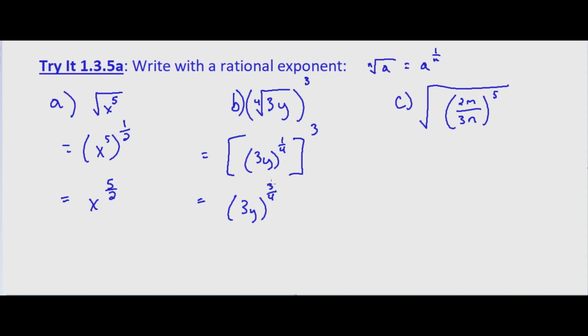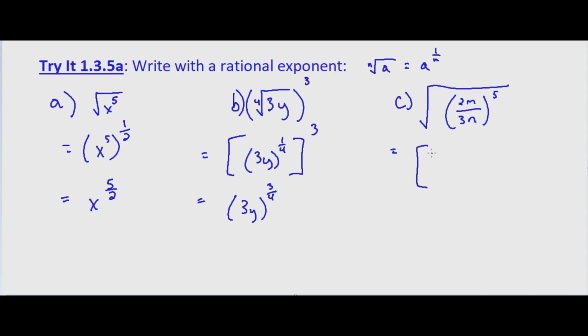Part C, we get a little more complicated still. We have the square root of 2m over 3n all to the 5th power. We'll rewrite that as, remember, there's an invisible 2 over here, so n equals 2. So we have the square root of what's under the radical equals what's under the radical to the 1 over what our root is, n. So in this case, it'd be to the 1/2.